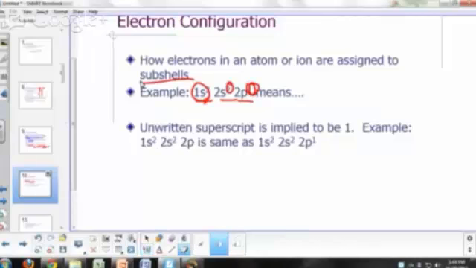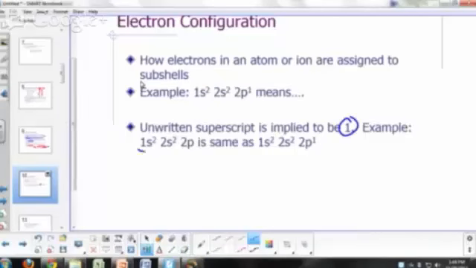Now, when you write electron configurations, if you don't write a number for the superscript, it's implied to be 1. So if I write something like 1s2, 2s2, 2p with no superscript, that number is implied to be 1. It's not implied to be 0. In chemistry, most of the time, when we omit something, we mean 1. For example, when you write the formula CH4, what's the implied subscript for carbon? 1. So in this case too, if you omit the number in your electron configuration, it's implied to be 1.